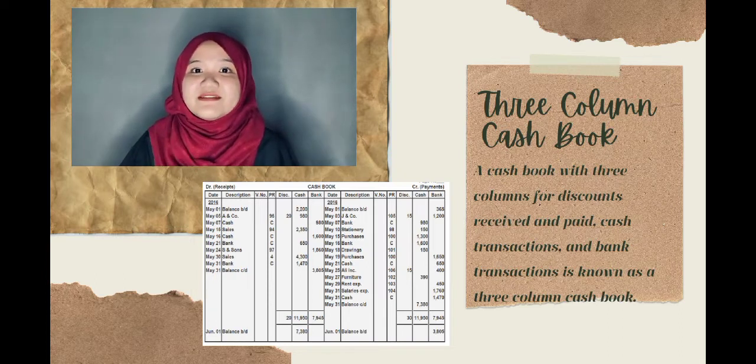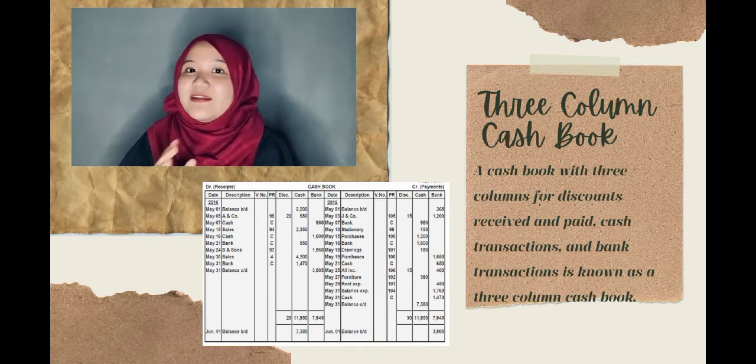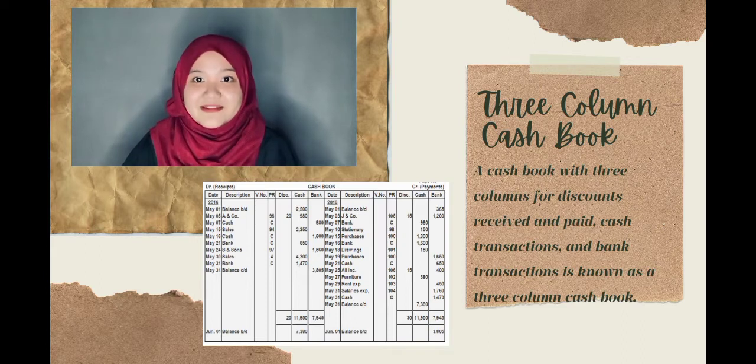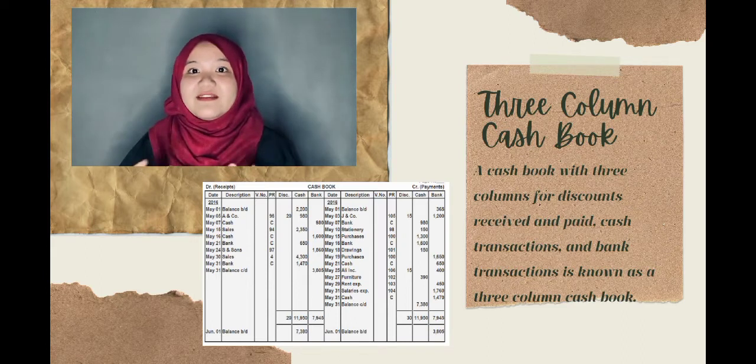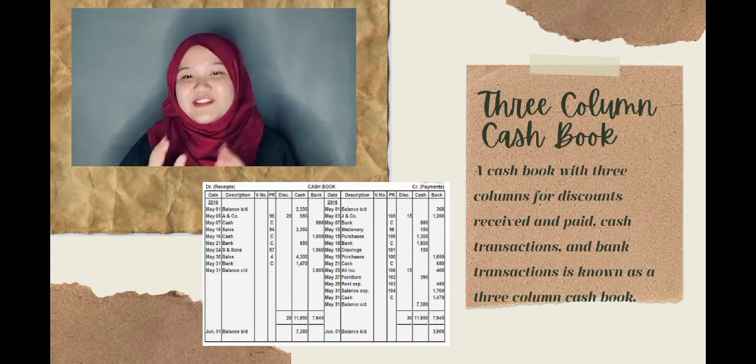It is customary for businesses to allow discounts for early payments. For example, if cash is paid early, creditors may receive a discount. On the other hand, if debtors pay early, a discount may be allowed to them. In a three-column cash book, three columns are provided for the amounts on each side. One column records cash receipts and payments, the second records banking transactions, and the third records discount received and allowed. The format of a three-column cash book is similar to that of a two-column cash book, except that a column is added to account for bank-related transactions.